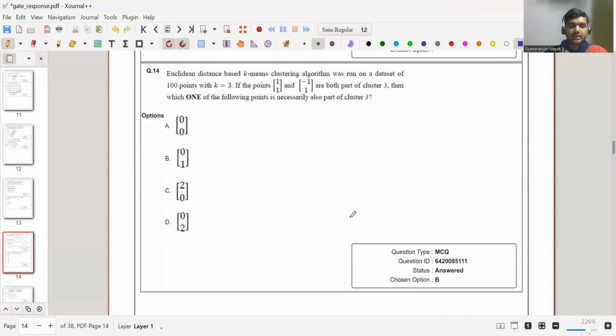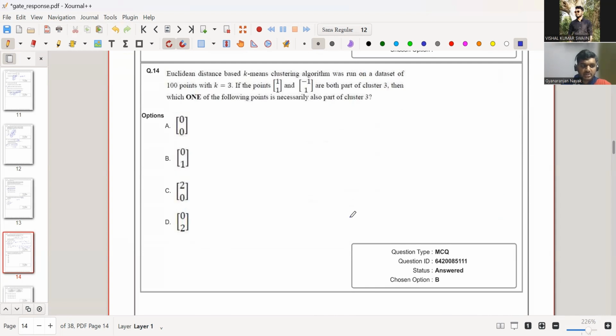Okay, so here if the points (1, 1) and (-1, 1) are both part of cluster 3 in the k-means clustering algorithm, it implies that they are closer to each other than to the center of the other clusters. Since the clustering is based on Euclidean distance, any point that is closer to points (1, 1) and (-1, 1) than to the center of the other clusters will also be part of cluster 3. So if you compare all the options, option B is correct, that is (0, 1). Okay, we proceed to the next.